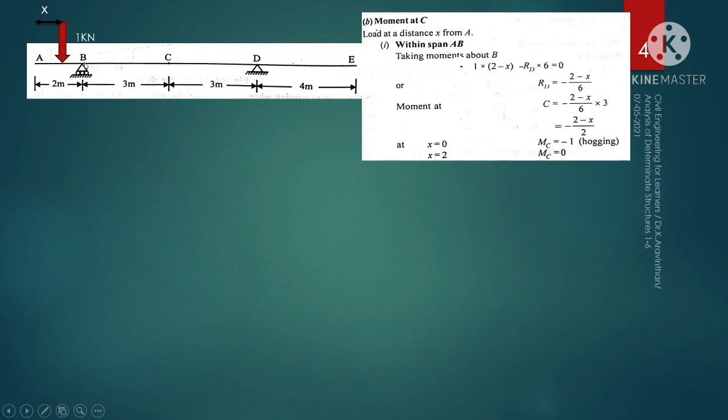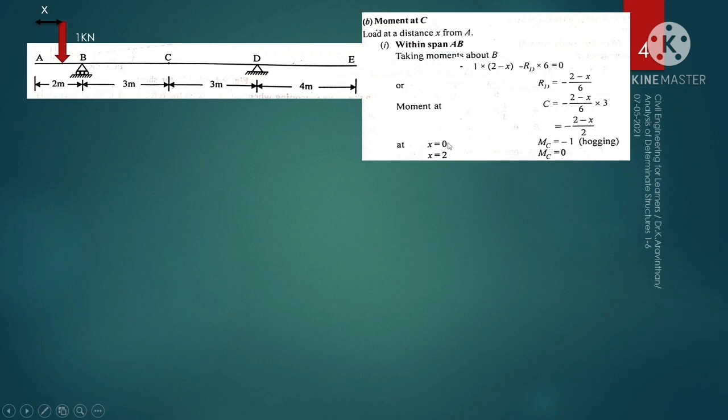Now how to find the moment at C? I can look either at the left hand side or the right hand side. On the right hand side, I only have one force, so it is easy to calculate, that is why I am considering it here. So RD into distance will be 3. Now we already know the value of RD, so we can substitute RD into distance 3. So (2 minus x) divided by 6 into 3.